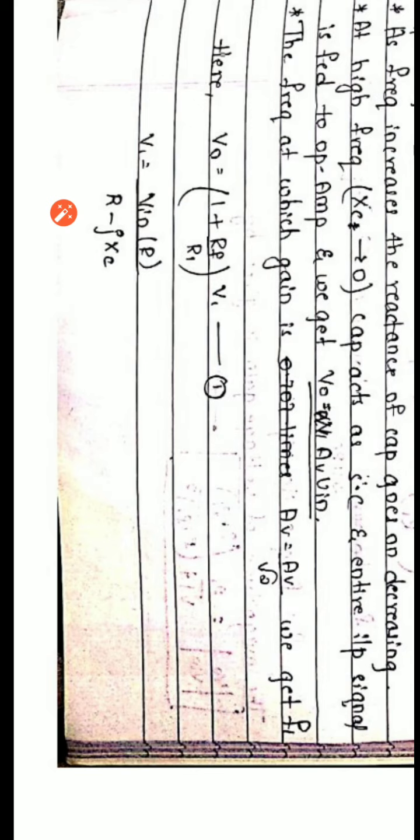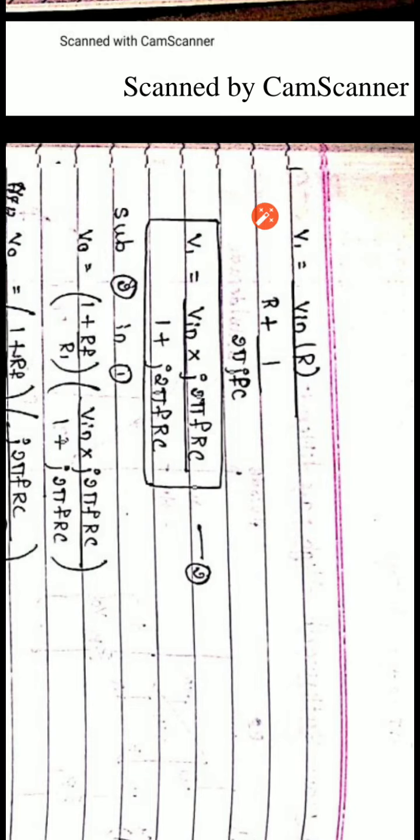Now, in the next step of the derivation, we have to replace the value of jXC by its equivalent value. As you know, minus j can be written as 1 by j and XC can be written as 1 by 2 pi FC. So this can be rewritten as V1 equals Vin into R divided by R plus 1 divided by 2 pi jFC.